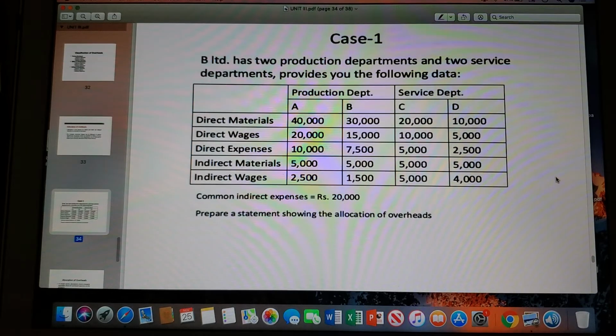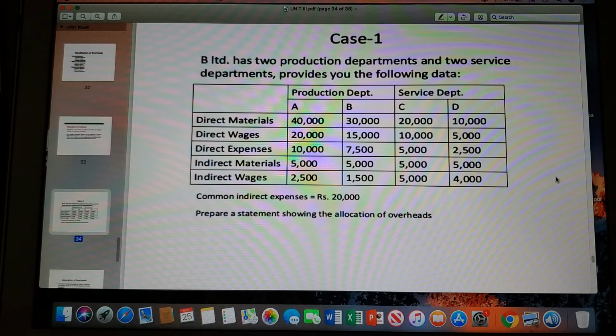Direct wages. In production department for A it is 20,000, B it is 15,000. In service department for C it is 10,000 and D it is 5,000. Direct expenses. In production department for A it is 10,000, for B it is 7,500. In service department for C it is 5,000 and for D it is 2,500.